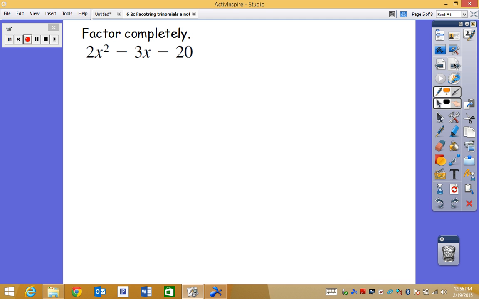Alright, let's factor this completely. 2x squared minus 3x minus 20. Again, we do not have a greatest common factor, so the first step, we can't take anything out. So next, find factors of 2: 1 and 2, 2 and 1. Then find factors of negative 20: negative 1 and 20, negative 2 and 10, negative 4 and 5. And since these two factors are really close together, that's the end of our factor list.